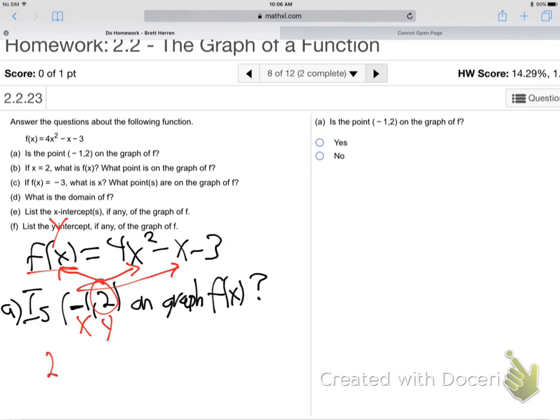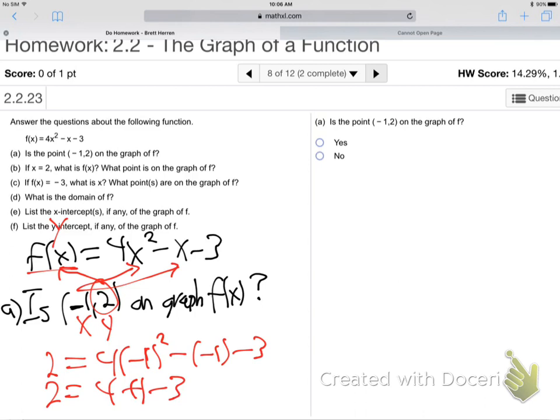So does 2 equal 4 times negative 1 squared minus negative 1 minus 3? That's the question. What's this? 4 plus 1 minus 3? 5 minus 3? Yeah, it does. 2 equals 2. Yeah, it's true. We good? So that's part A.